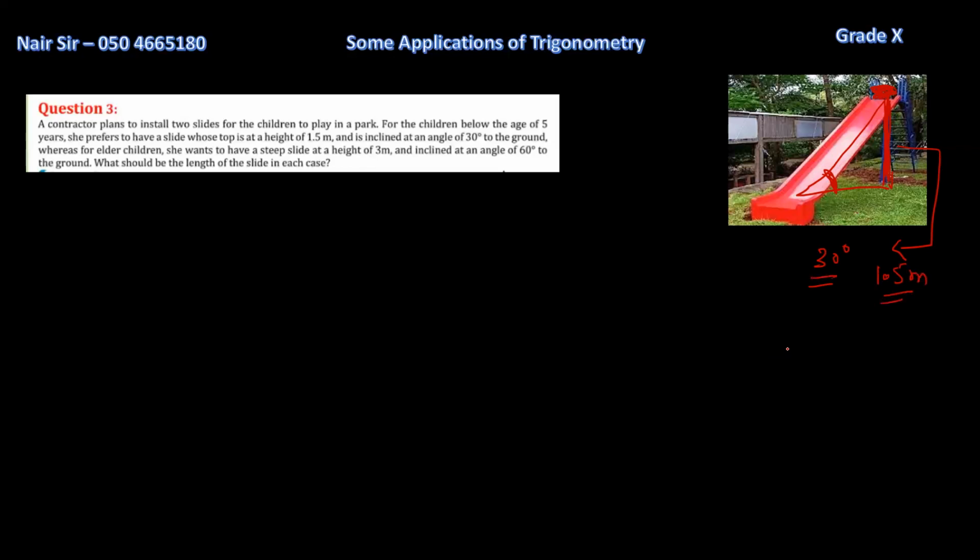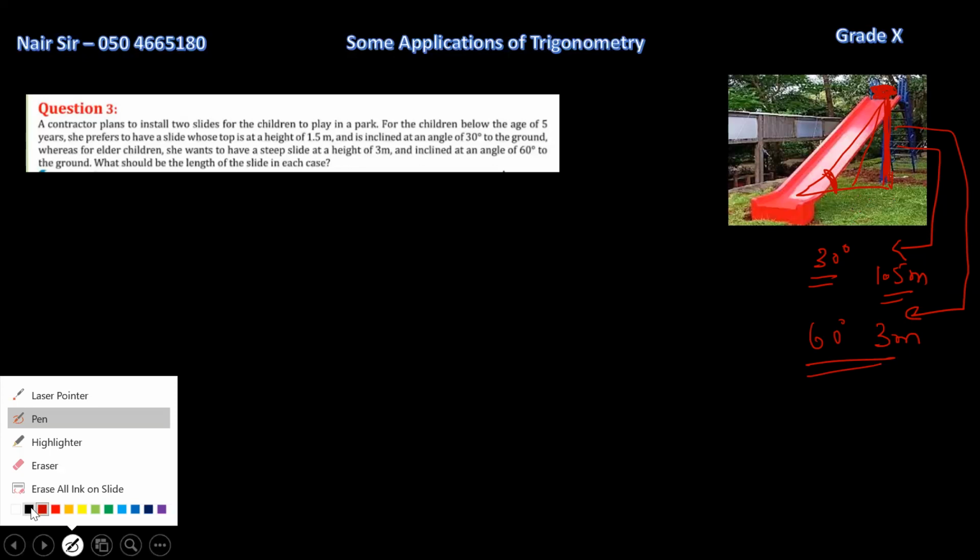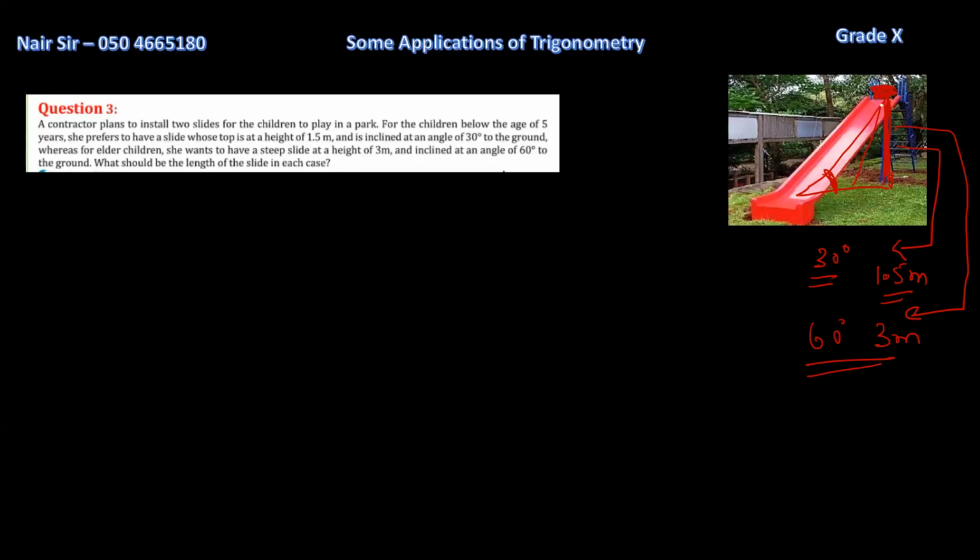Whereas for elder students, she makes this 3 meters, and the inclination of the angle is 60 degrees. That means if she's making 3, it will become something like this. I will be drawing the two different drawings. I need to find this.